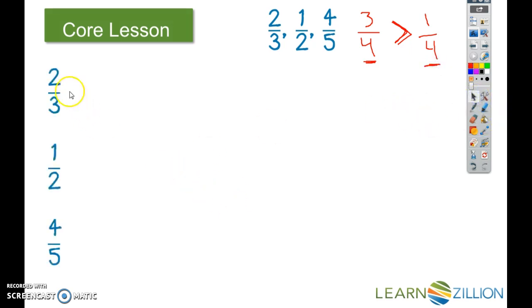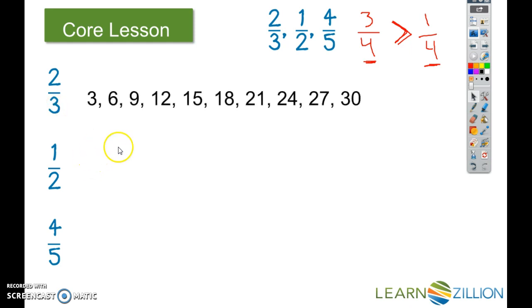So the first thing you want to do is write out your fractions and then have some space to the right. If you want to do this on your own scratch paper, you can pause it quick, get some paper. If not, you can just watch. So with 2/3, 1/2, and 4/5, I want to think of a number that they all have in common if I count by that number. So you want to find multiples and find a multiple that's all the same.